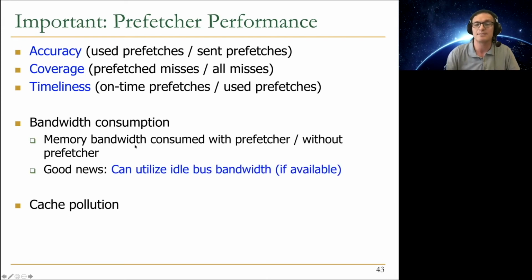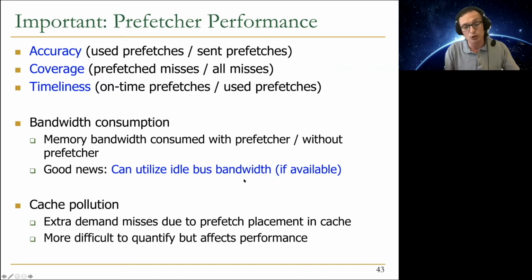Bandwidth consumption is another metric. It's important. This is the memory bandwidth consumed with the prefetcher versus without the prefetcher. Potentially, you can utilize idle bus bandwidth if the bus is idle at a level. Cache pollution is another metric that you should be careful about. Basically, prefetches can lead to extra demand access misses due to prefetch placement in the cache. And this is more difficult to quantify, but this does affect performance, actually, and it's important.